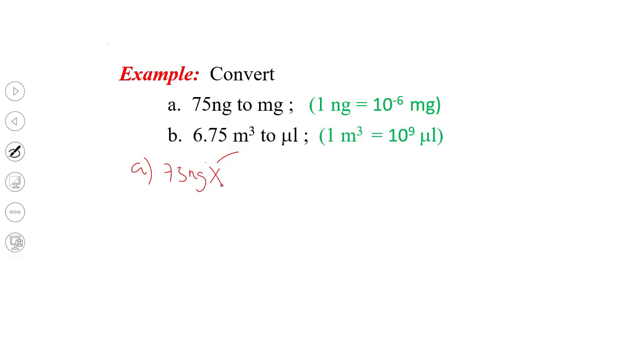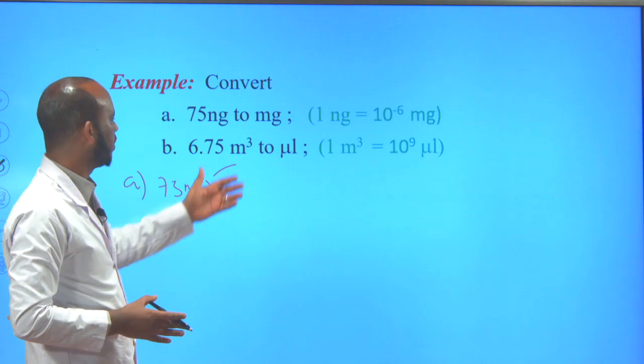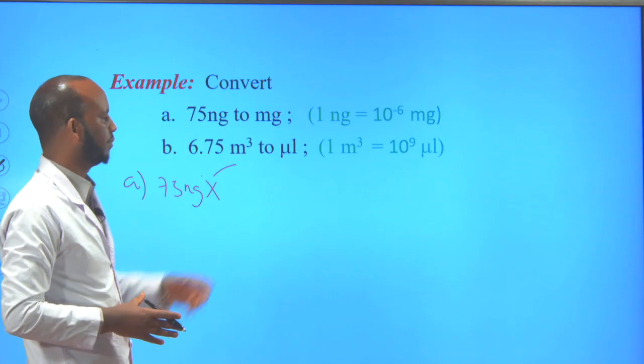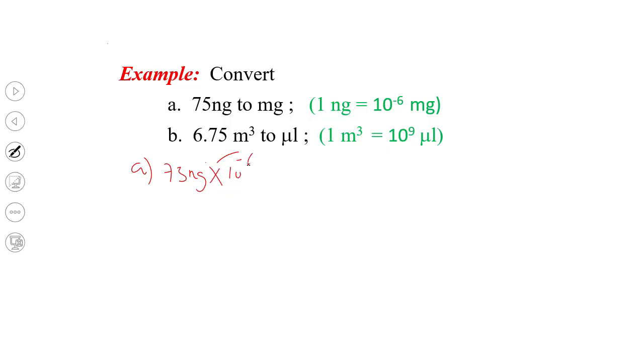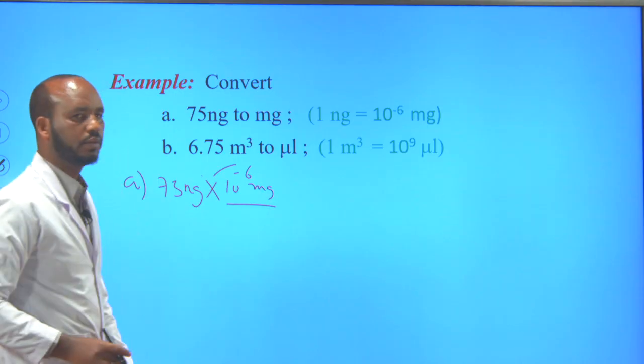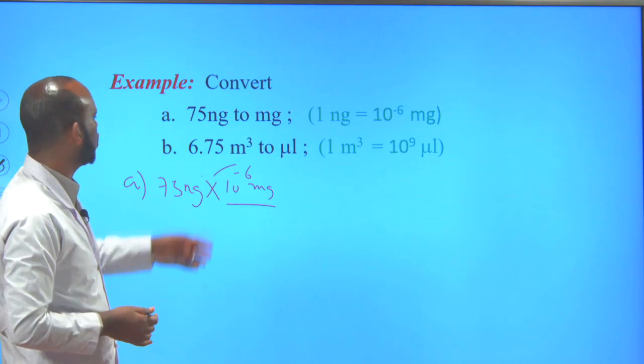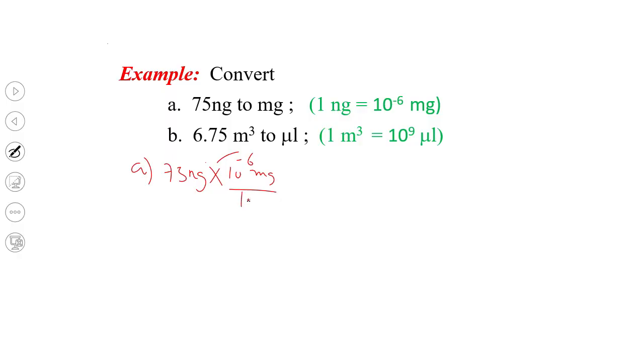75 nanogram times the quantity of desired unit, which is milligram. The unit of desired quantity is 10 raised to minus 6 milligram divided by the unit of original quantity, which is 1 nanogram. Nanogram will be cancelled by nanogram. Now this is the same as 75 times 10 raised to minus 6 milligram. We can write this as 7.5 times 10 raised to minus 5 milligram.